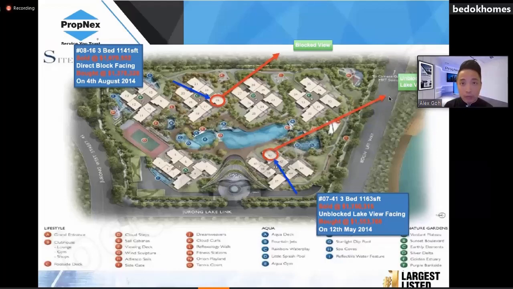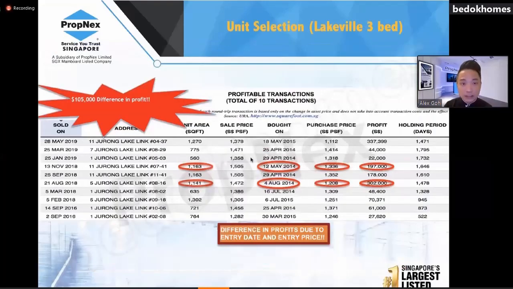41 faces a full unblocked Lakeview, very nice view. 16, if you can see, because one of my clients actually bought 16 through me, the master bedroom is actually facing another person's room, which means when I go to my client's house, they have to put up a curtain almost every day. And now we do a comparison. 16 is not the best unit that we can see. 41 has the full unblocked lake view. So now we see the outcome.